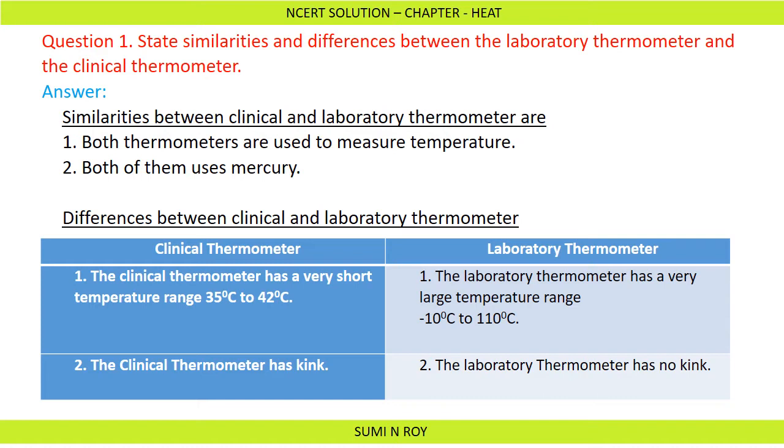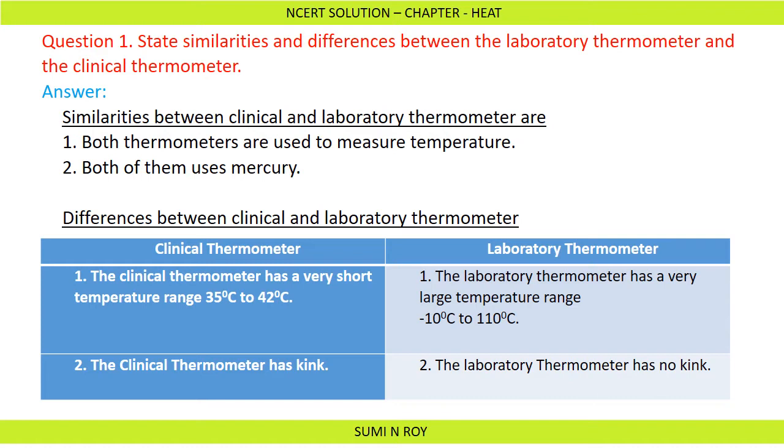The first question is: state similarities and differences between the laboratory thermometer and the clinical thermometer. The similarities are that both of them are used to measure temperature. As we know, thermometers are designed to measure temperature. The second similarity is both of them use mercury. Mercury is a liquid metal, which can be seen very easily because it has a very shiny texture.